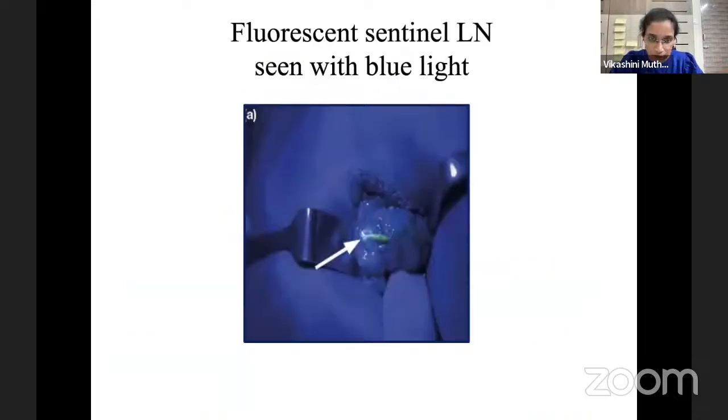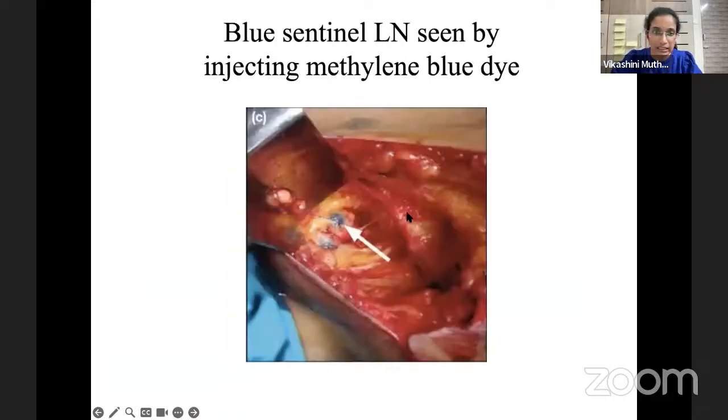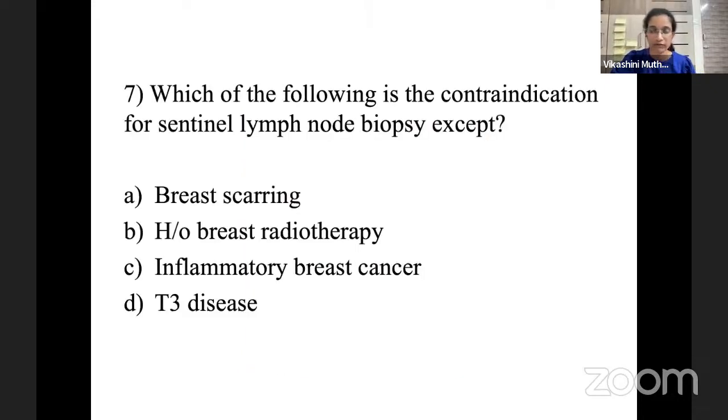So this is the fluorescent node, this green color fluorescent node with a blue light in the background. And this is the fluorescent sentinel lymph node seen using infrared imaging with the SPY camera. And here, upon injecting methylene blue, you can see these blue colored sentinel lymph nodes.